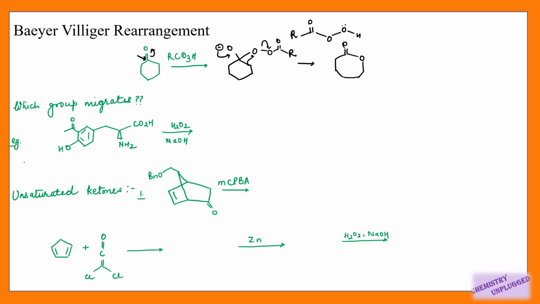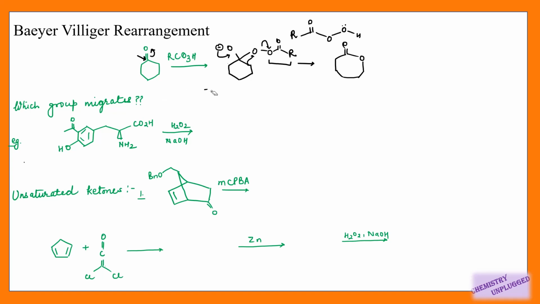So how can we decide which group will migrate? Because this oxygen will become electron deficient after removal of this carboxylate, it is electron deficient in nature. So we need an alkyl group which is electron rich, which can better stabilize a cation.